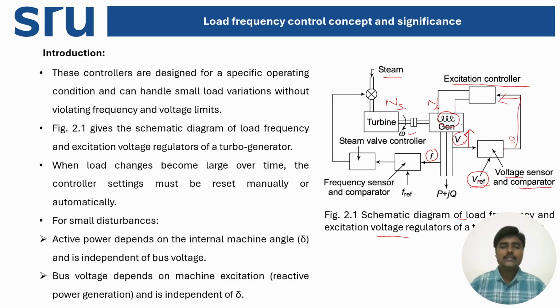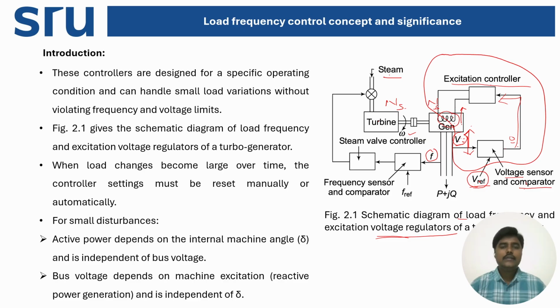Similarly, sometimes if the voltage falls below this reference voltage, then the comparator will give a corresponding signal, which can make the excitation controller increase the field excitation till this dropped voltage becomes equal to the reference voltage. That means in both ways, whether the voltage is rising or falling, automatically the voltage sensor, comparator and excitation controller will come into the picture and take care of maintaining this voltage equal to the reference voltage. So this particular section is nothing but the voltage regulator.